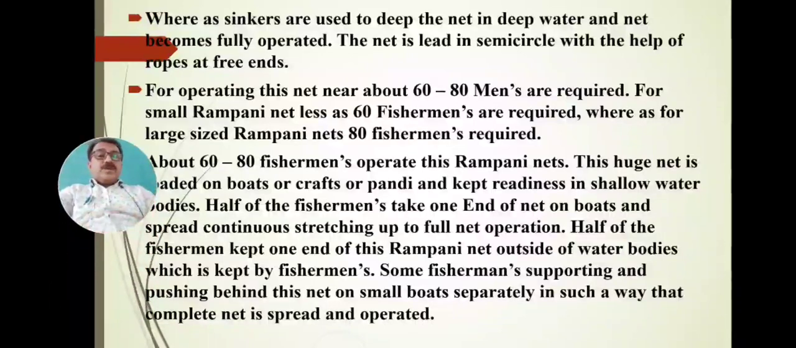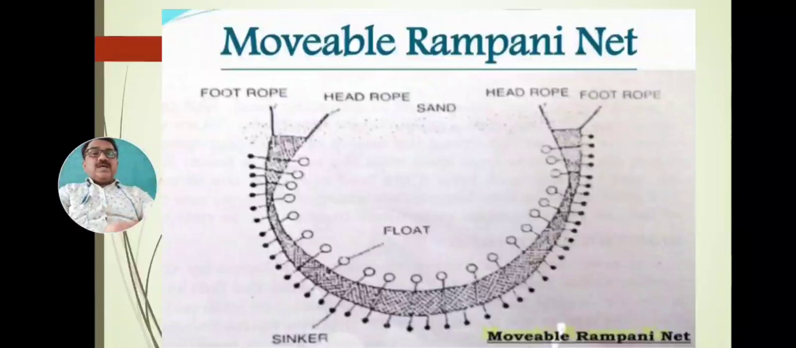Some fishermen support and push the net from behind on small boats, so that the complete net is spread and operated. When any obstacle or disturbance occurs while operating the Rampani net, fishermen sitting on small boats can push at the place where the net is not perfectly operated, and help operate the net completely. See, this is the movable Rampani net, as shown in this figure.